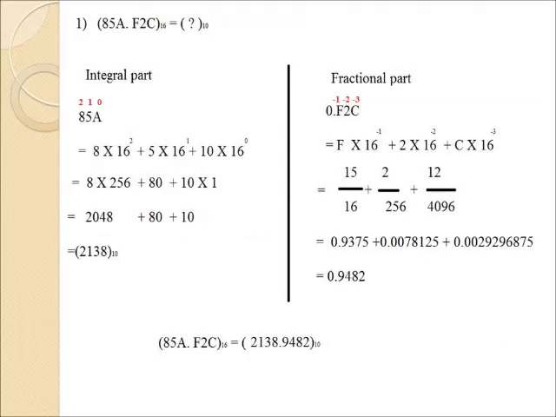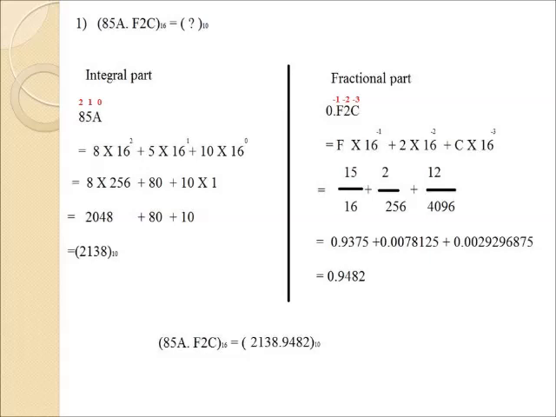Here we can see our first example, the first problem: 85A.0FC to the base 16. Of course, it is a hexadecimal number, right? The integral part of this hexadecimal number is 85A and the fractional part is 0FC, right?